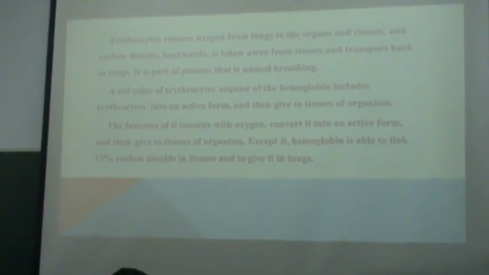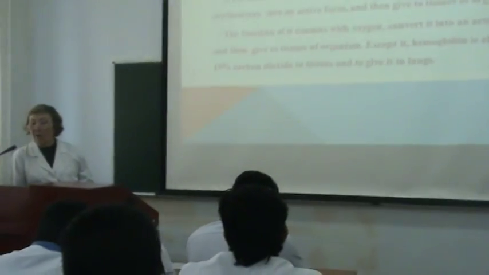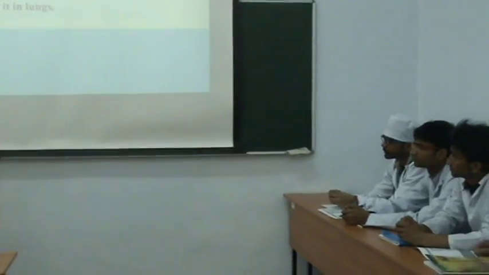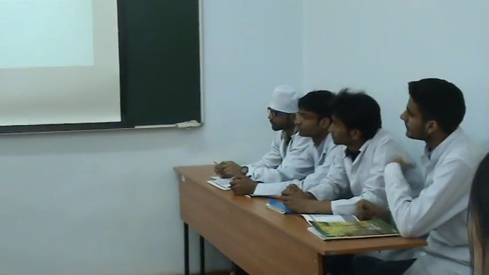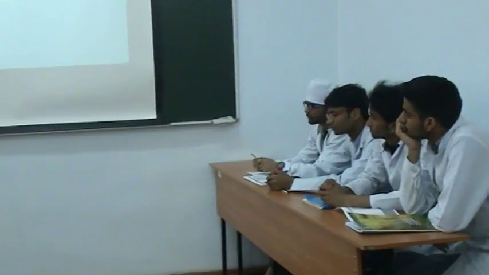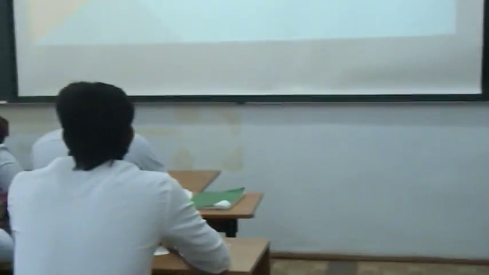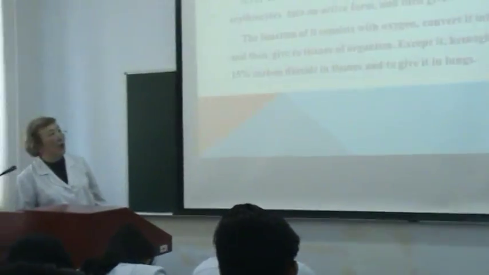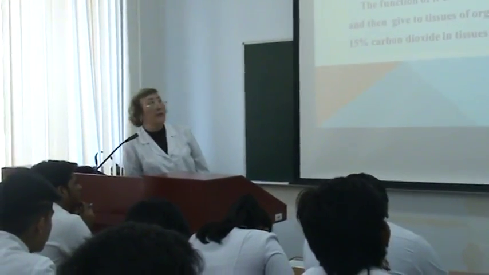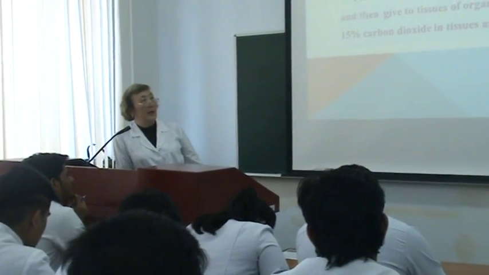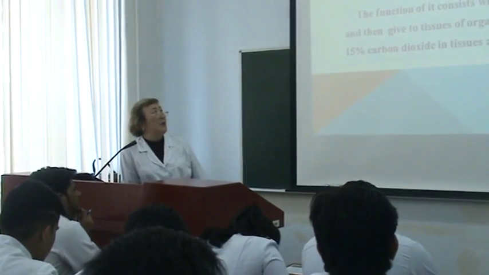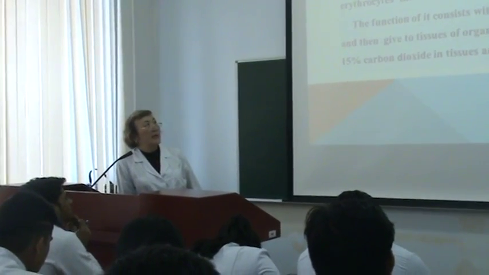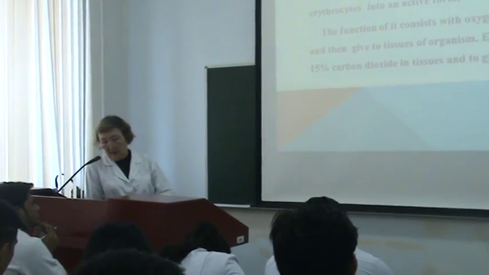The red color of erythrocytes is acquired from hemoglobin. The function of hemoglobin consists in converting oxygen into an active form and then giving it to the tissues of the organism. Besides, hemoglobin is able to link with 15% of carbon dioxide in tissues and give it away in the lungs.